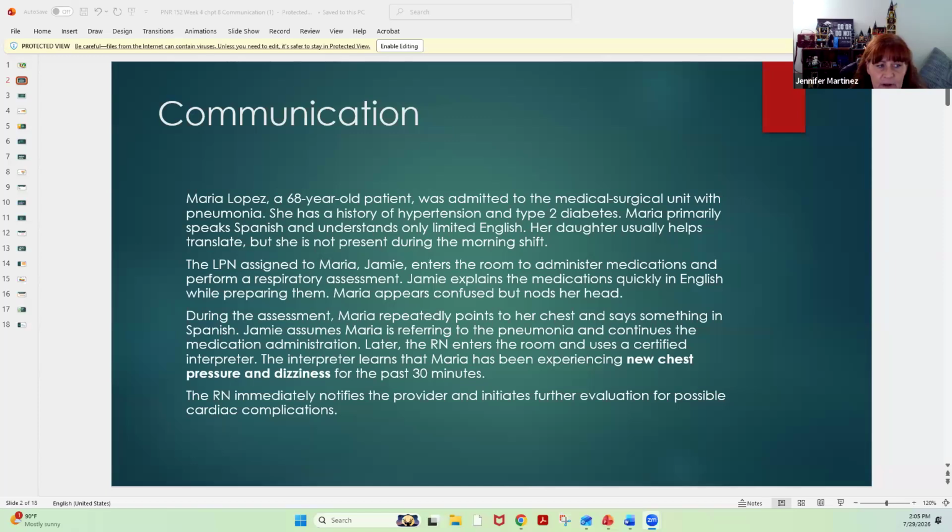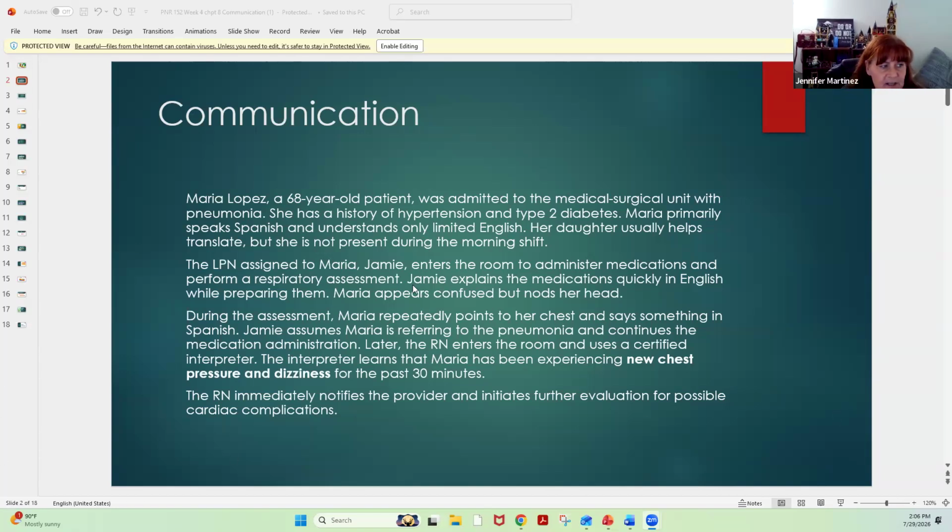Jamie explains the medication quickly in English while preparing them. Maria appears confused but nods her head. During the assessment, Maria repeatedly points to her chest and says something in Spanish. Jamie assumes Maria is referring to the pneumonia and continues the medication administration. Later, the RN enters the room and uses a certified interpreter. The interpreter learns that Maria has been experiencing new chest pressure and dizziness for the past 30 minutes. The RN immediately notifies the provider and initiates further evaluation for possible cardiac complications.